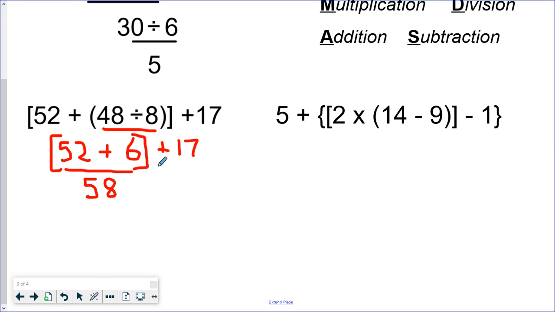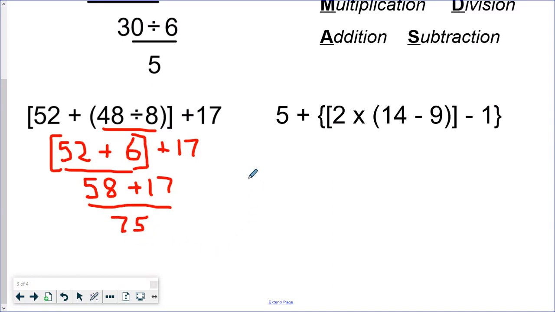Okay. Now I'm going to bring that plus 17 down. Yes, that is a plus sign. I apologize for my sloppiness. And now the last thing is I'm going to do 58 plus 17. I'm going to add those two numbers together, and that should give me an answer of 75. So 75 is my final answer here.